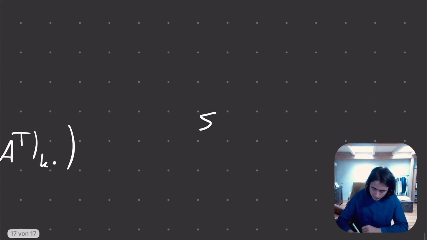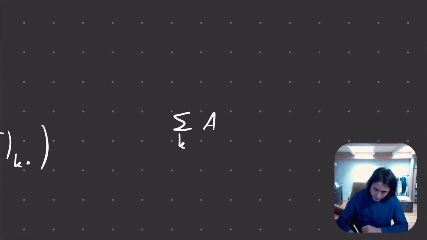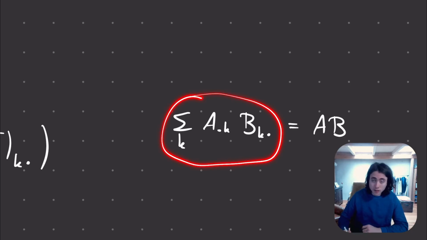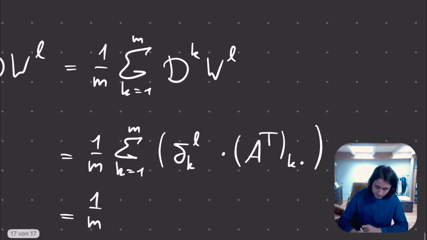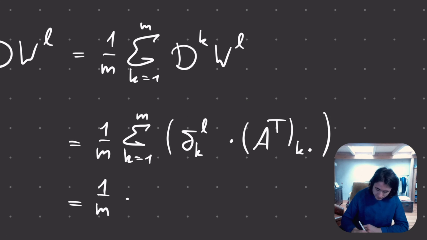I can write it down a bit more explicitly. So if we're taking the sum of the kth column of A and the kth row of B, then this is just the same as the matrix multiplication between A and B, where we have just written it as a sum of outer products. And so this is exactly the same as we have here now. So we can just write this as 1 over m times delta L times A transposed.